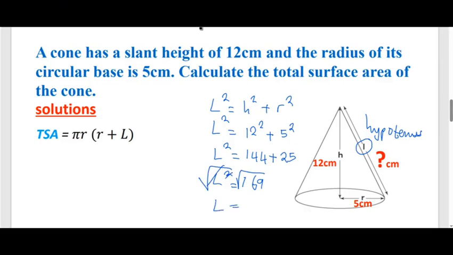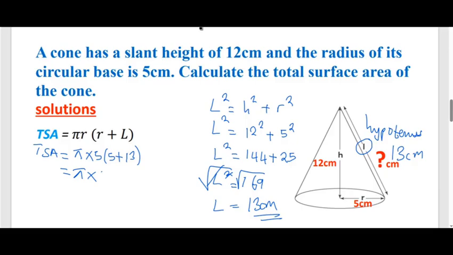L is equal to the square root of 169, which is 13 centimeters. So the slant height here was 13 centimeters. After finding our slant height, we can come back to our formula, where total surface area is equal to pi times the radius, which is 5, open bracket, 5 plus the slant height, which is 13. So pi times 5 times (5 plus 13), which gives us 18.